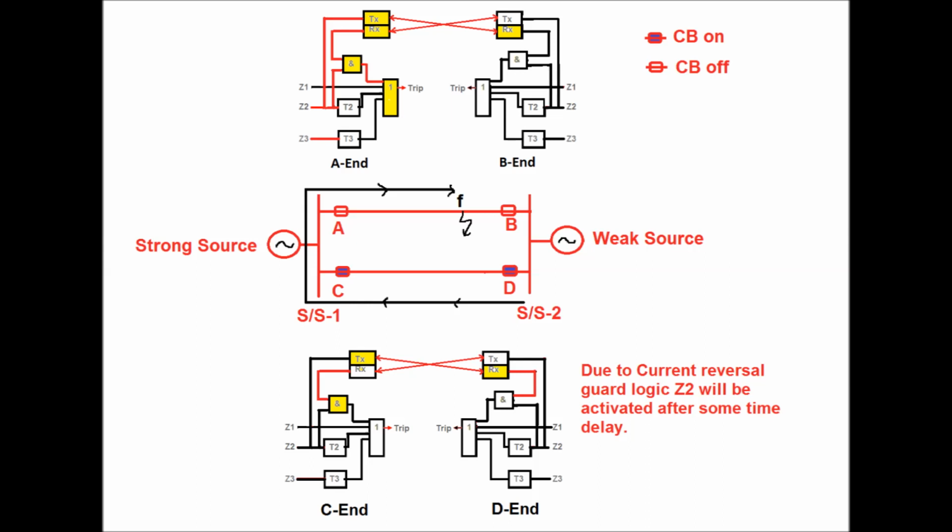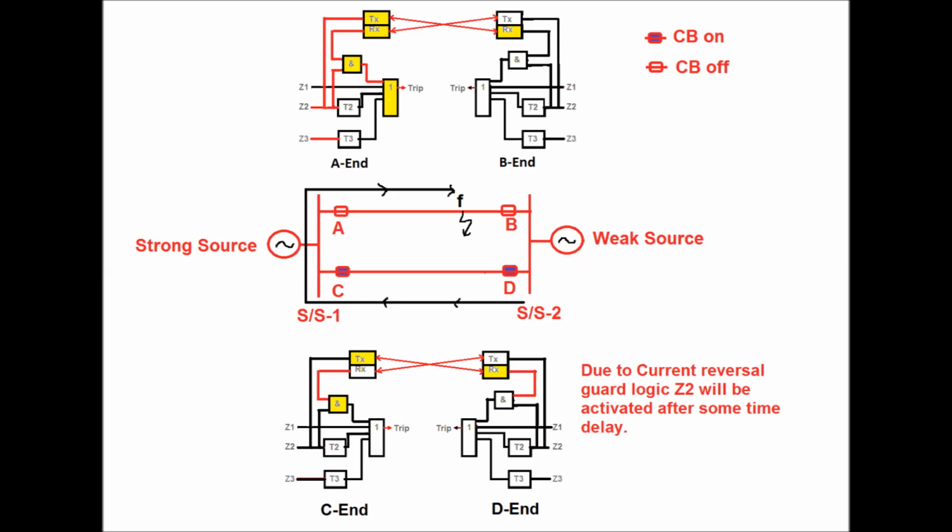In case of current reversal guard logic, due to current reversal for the C and D end relays caused by tripping of the circuit breaker at B end, the current reversal guard logic will be activated, and a time delay setting is given. So after that time delay, the zone detection will be activated at the substation C end and D end relays. Before the detection of the zone for the C and D end relays, the A end relay has already sent a tripping signal to the circuit breaker.